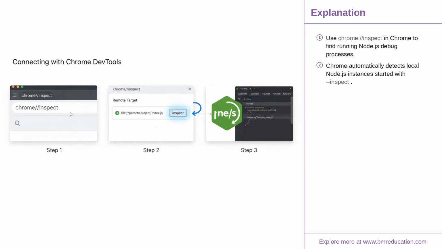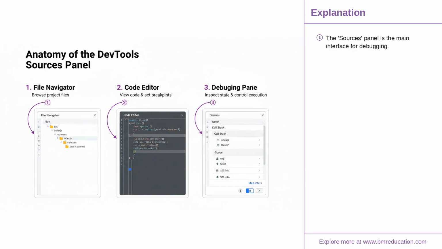Now that our application is running with the debugger listening, let's connect our client. The most accessible tool is the one you already have, Google Chrome. Simply open a new tab and navigate to the special address chrome://inspect. Chrome will automatically detect and list your running Node.js process. From there, a single click on the Inspect link will launch a dedicated DevTools window, fully connected to your Node.js application. Once connected, you'll see the Sources panel.